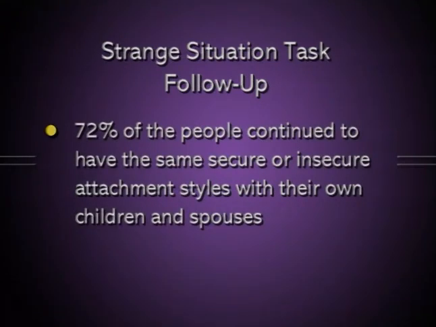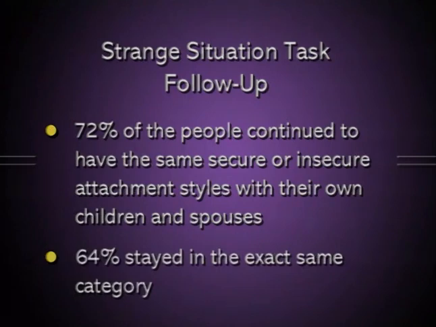72% of all of these people that they tested and interviewed continued to have the same either secure or insecure attachment styles in general. If you had a secure attachment style when you were a baby, you were more likely to have a secure attachment style now. And they had this same style with their own children, the way they responded to their own children, and also the way they responded to their spouses. 64% of them stayed in the exact category.